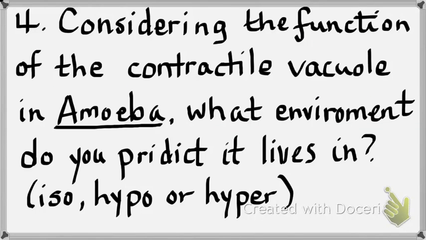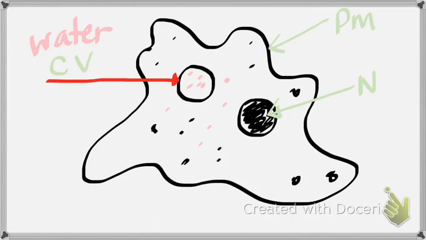So we're going back to the question. Considering the function of the contractile vacuole, what kind of environment do you think amoeba lives in? Hypo. It's constantly gaining water from its environment. It collects that water, and then what does it do with it? Spits it out. Now, why does it have to do that? Why can't it constantly gain water? Because it doesn't have a cell wall. So if it didn't get rid of its extra water, what would happen to the amoeba? No more amoeba.